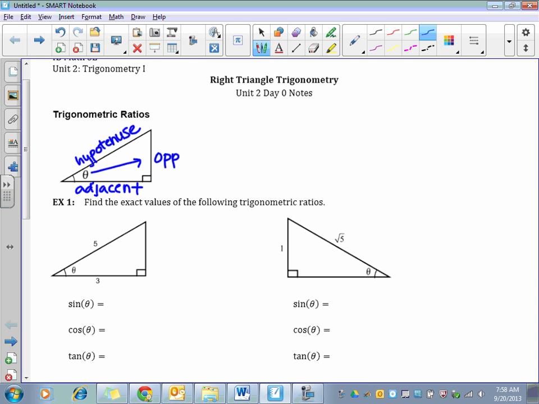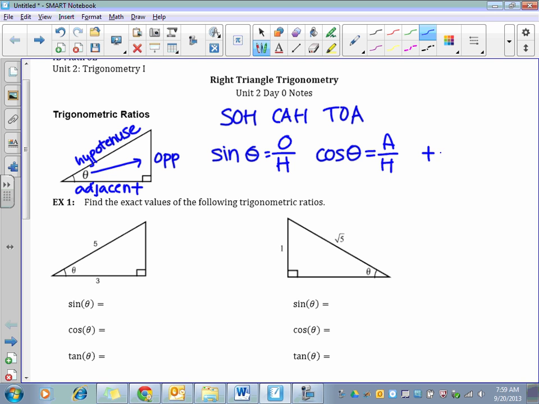So you've learned an acronym to remember the trigonometric ratios, SOH CAH TOA, where sine of theta refers to the ratio between the opposite and the hypotenuse, so O over H. And cosine theta refers to the adjacent over hypotenuse. And finally, tangent of theta refers to the opposite over adjacent ratio. So these ratios are going to be really important when we start solving different right triangles.